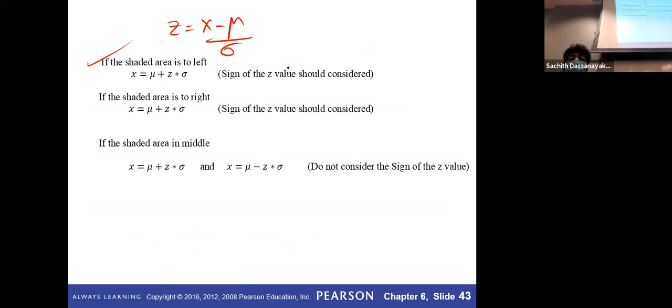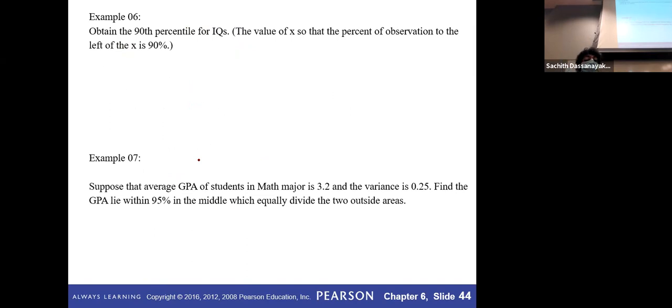For the left area it's totally fine, and for the right area we can also use this one, but for the area in the middle it is plus and minus, because you have to find two values. Same magnitude, but the values can be different because of plus and minus. So we will do that. Check this one.